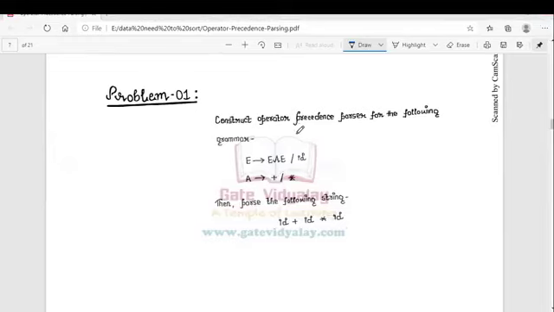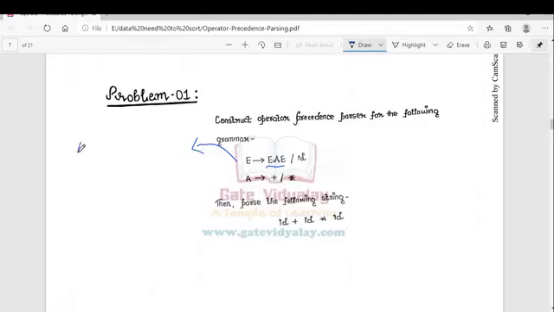Now let's suppose we have a grammar. First of all, as we know, this grammar is not an operator precedence grammar because it has two non-terminals that are adjacent. Actually, these are three. So if we have a grammar like this, how can we convert this grammar into an operator precedence grammar?